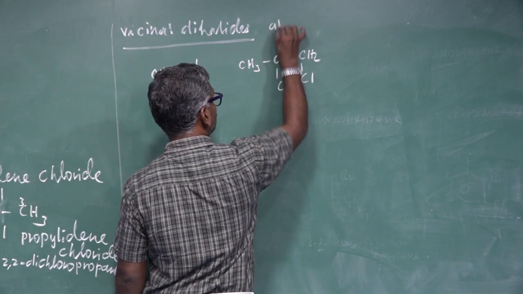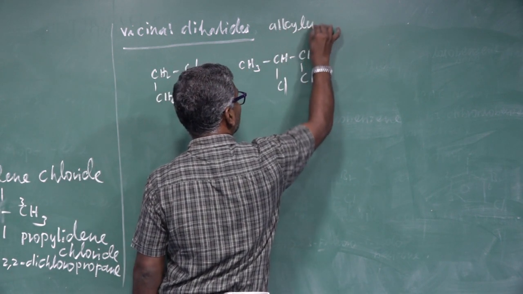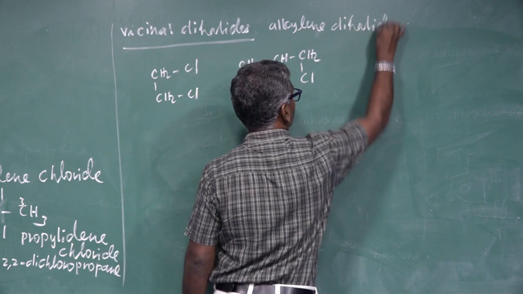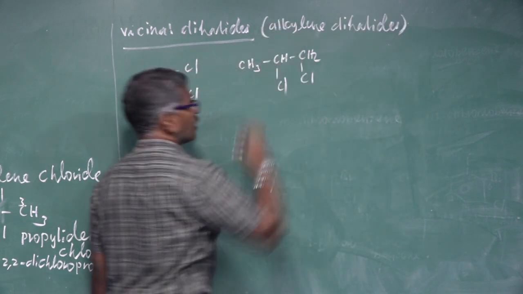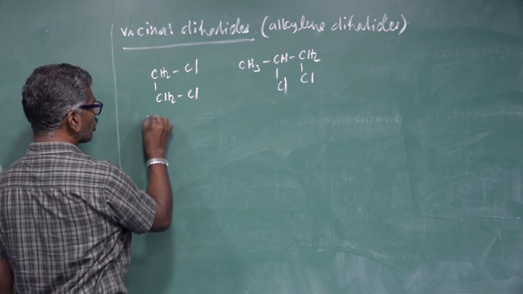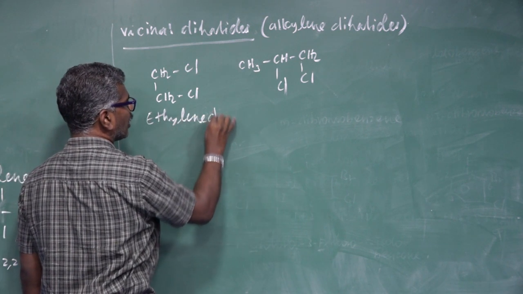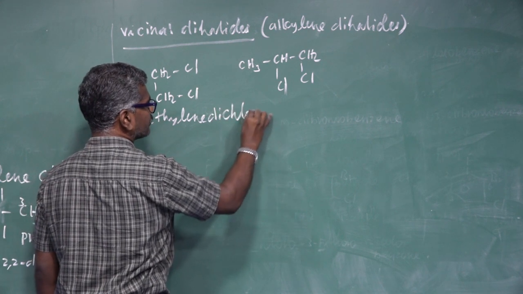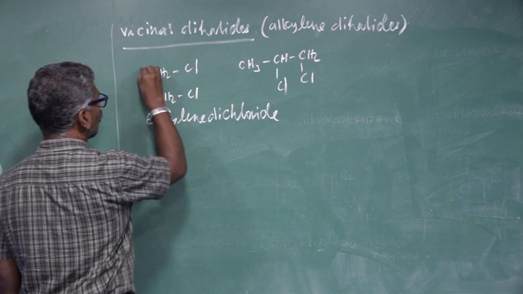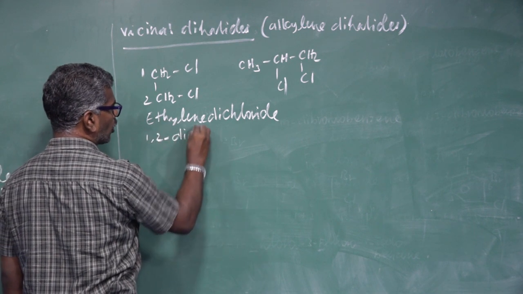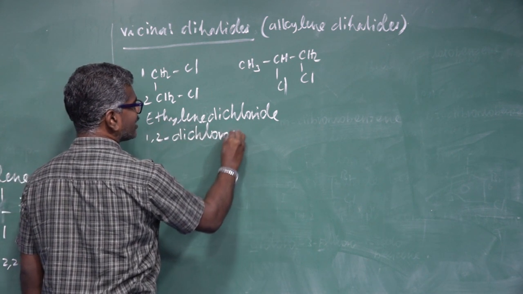Examples: alkylene dihalides. Here 2 carbon, ethylene, so ethylene dichloride. IUPAC name: 1,2-dichloroethane.